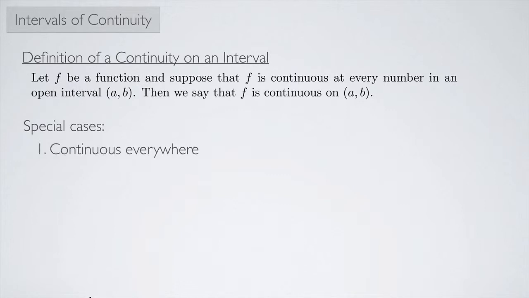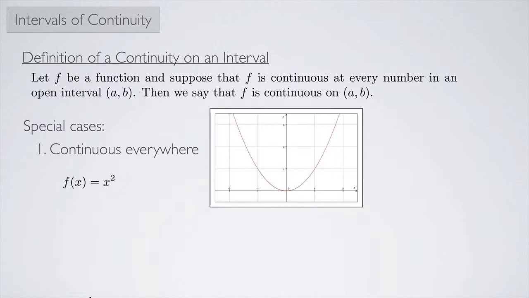First, what about a function that's continuous everywhere, like f of x equals x squared? So that would be just our basic parabola here, and we see that the parabola is continuous everywhere, so we could say it's continuous on the interval negative infinity to infinity, or another way to say that is just say it's continuous everywhere.